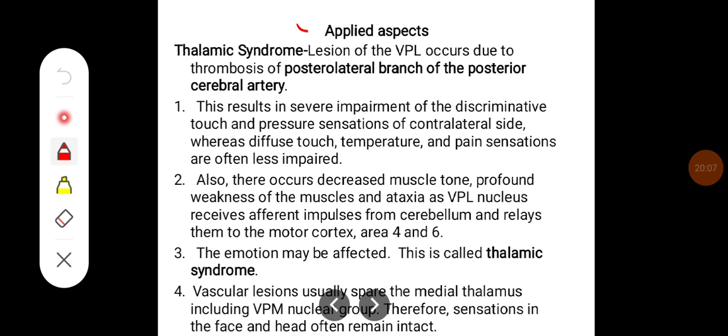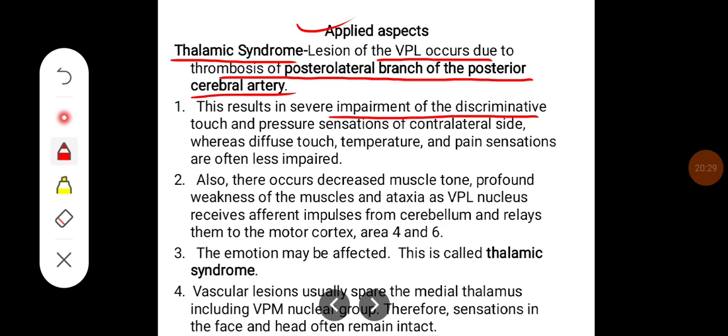Some of the applied aspects related to the thalamus: thalamic syndrome, which occurs because of the lesion of the ventroposterolateral nucleus, which in turn occurs because of the thrombosis of the posterolateral branch of the posterior cerebral artery. This results in severe impairment of discriminative touch and pressure sensation of the contralateral side, whereas diffuse touch, temperature, and pain sensation are often less impaired.